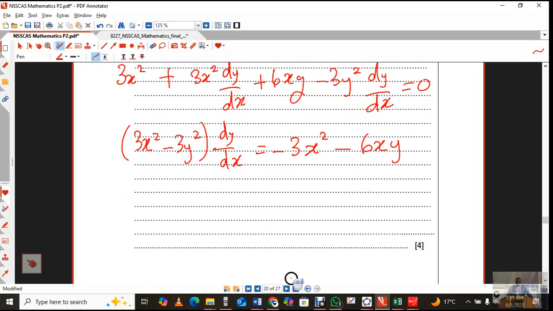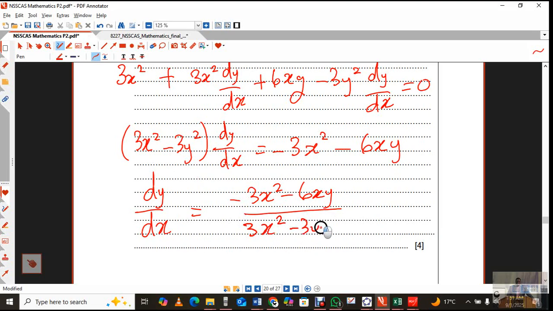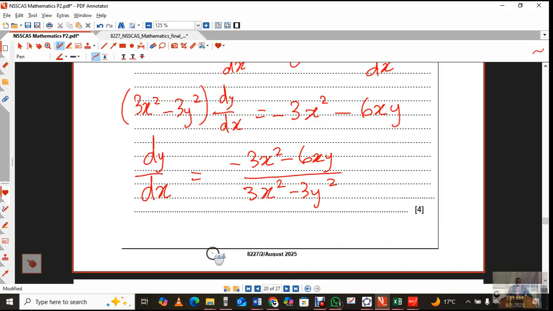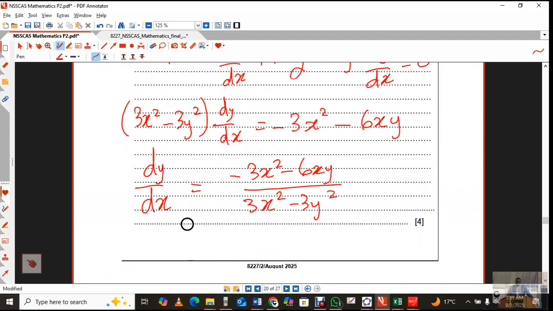Right, what is it that we're going to do? We're going to say dy dx is equal to minus 3x squared minus 6xy. We're going to divide it by that stuff in front, 3x squared minus 3y squared. Then obviously there are things that can factor.